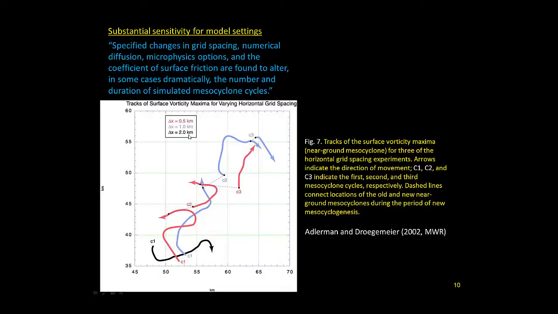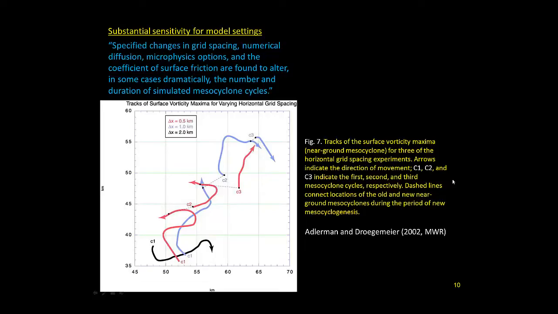So, for example, at the 2 kilometer delta X, they had one low-level mesocyclone, you can see here in black, and that was it. When you went to 1 kilometer delta X, you had 3 cycles. You had the C1 that did a loop like this, and then C2 that came over and did another little loop, and then C3 that was actually moving southeast. And then at 0.5, you had, again, a very different kind of evolution. You had C1 and C2, which went along the same general path as just C1 did previously. So the moral of the story here is that little changes in the modeling produce dramatic differences in the cycling.